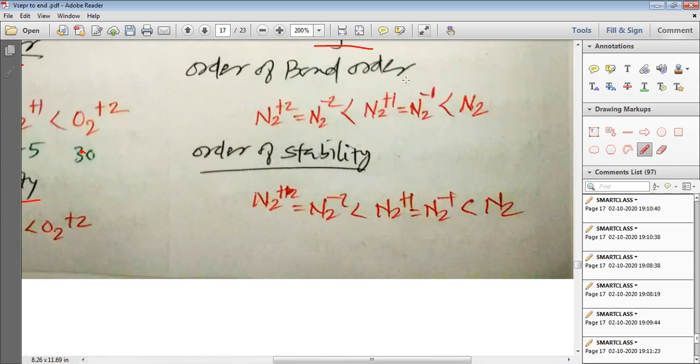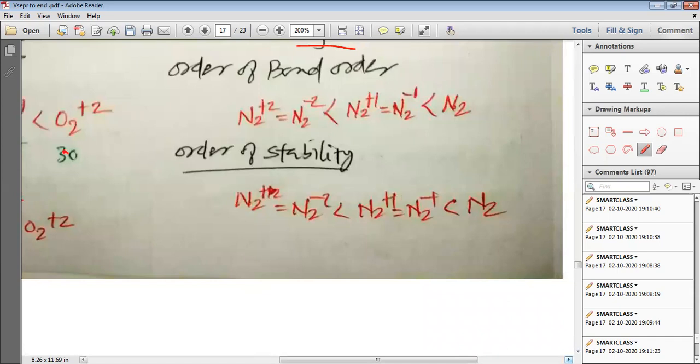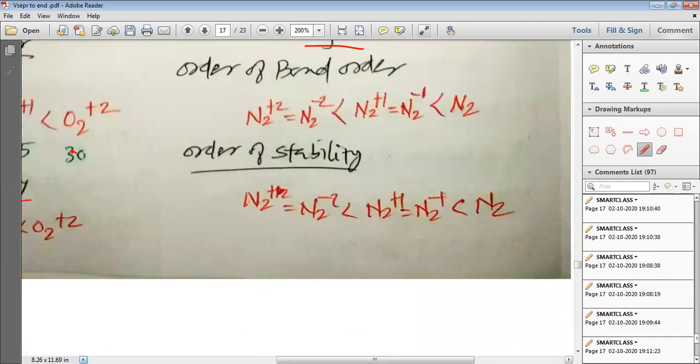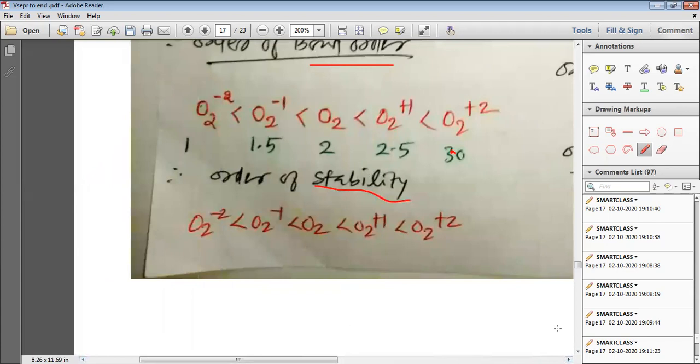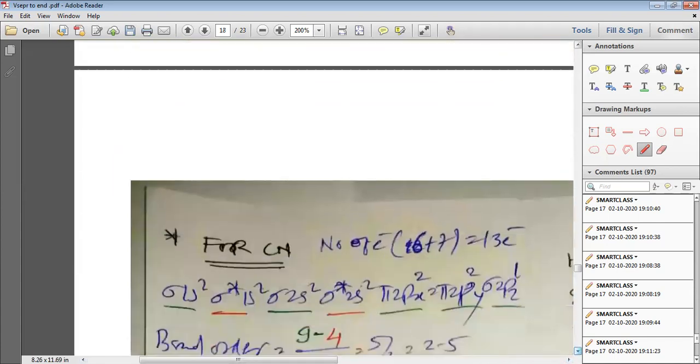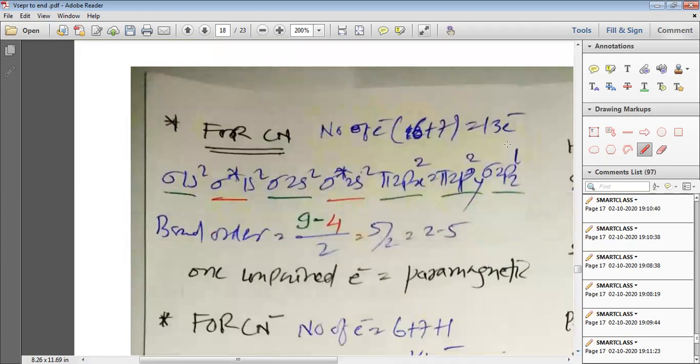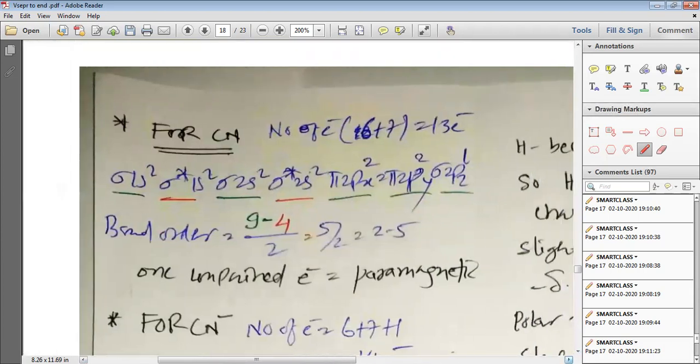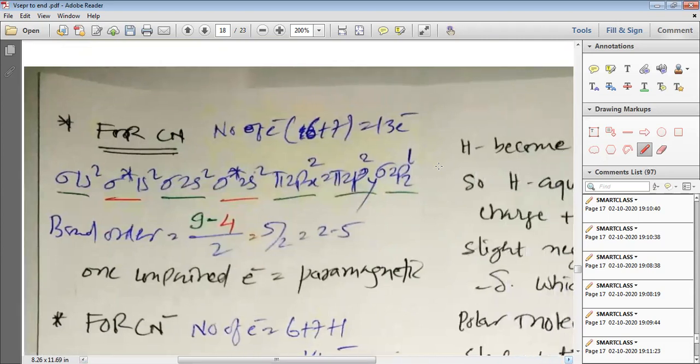And we know that bond order is directly proportional to the stability, and that is why N2 is the most stable among all these species. Then N2 plus 2 and N2 minus 2 are less stable as compared to N2 plus 1 and N2 minus 1. And the most stable species among all the nitrogen species is N2. In the same way, my dear students, we can understand a few more species. We can look at CN, which we will study in the next period.